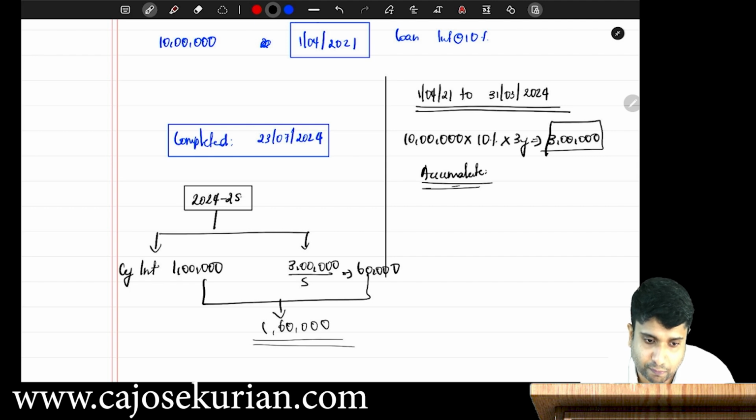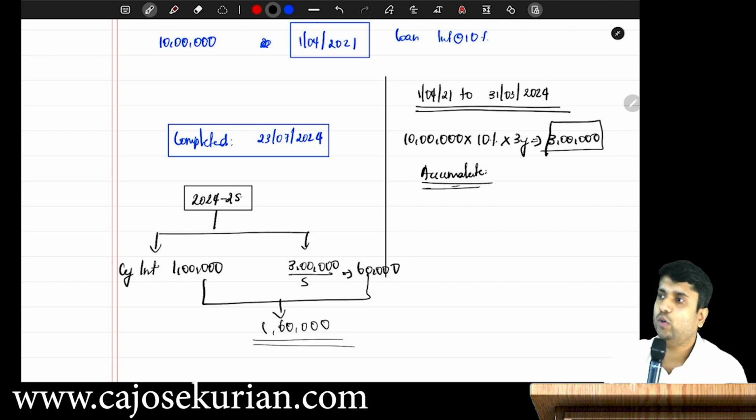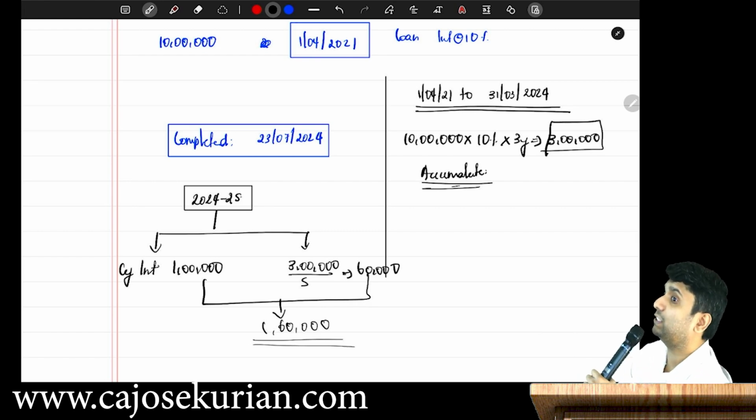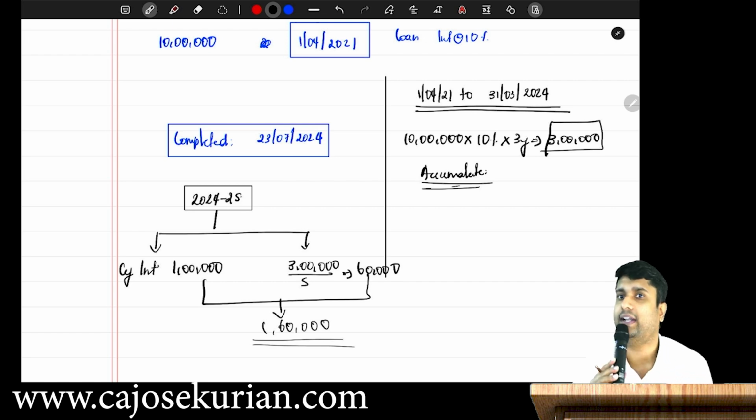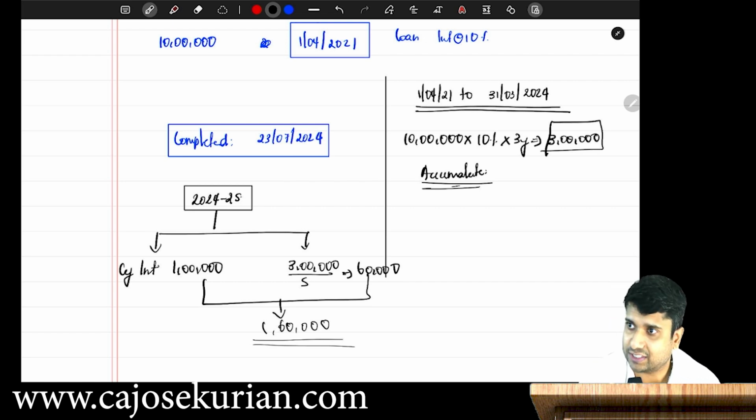Are you all with me? This is how you have to claim a deduction under 24B if there is pre-construction period interest. I hope it is clear for you. Have you understood?